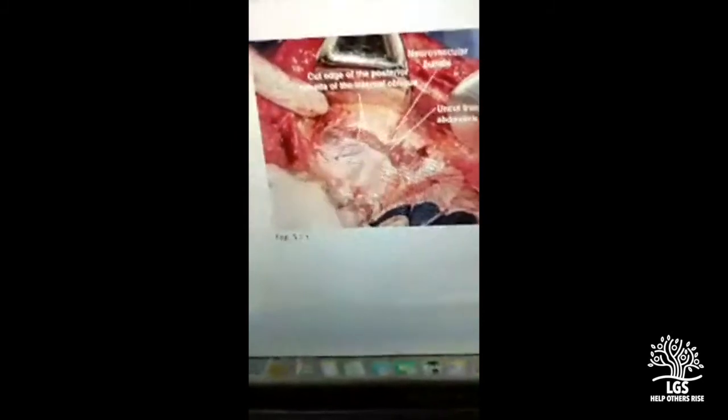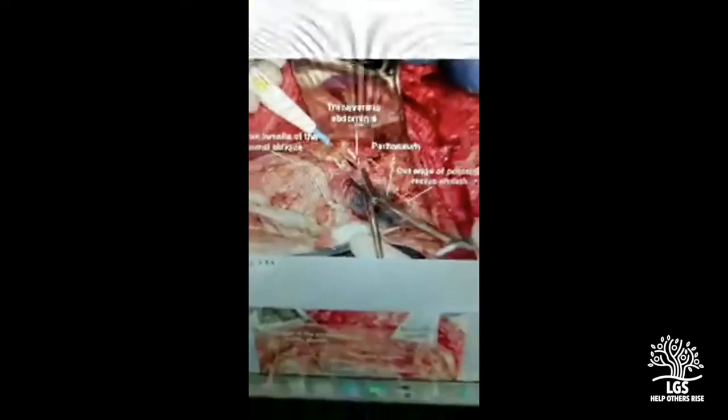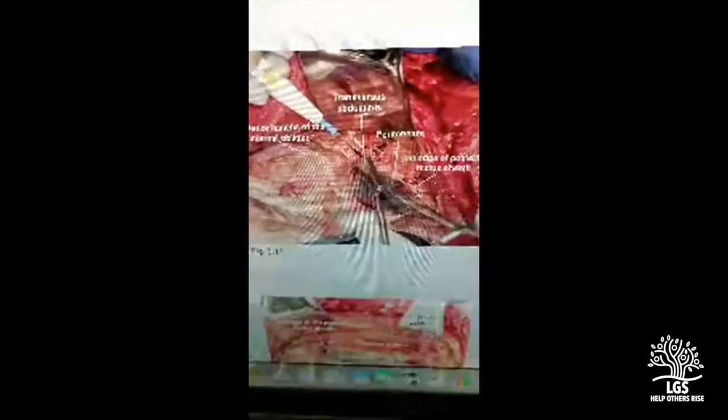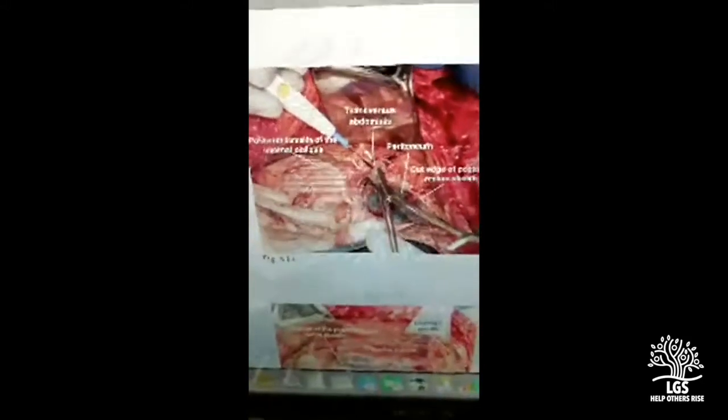Now you see this. This is in the upper abdomen. The fascia or the posterior leaflet of internal oblique is being divided, and a right angle clamp is passed through the transversus. So that is where the transversus abdominis is divided.